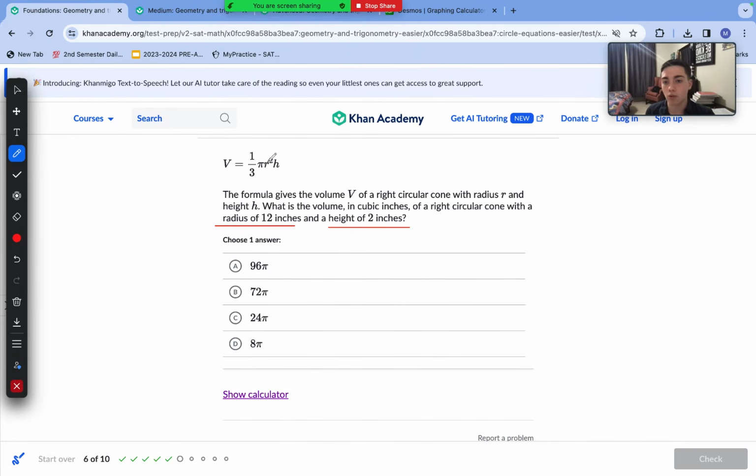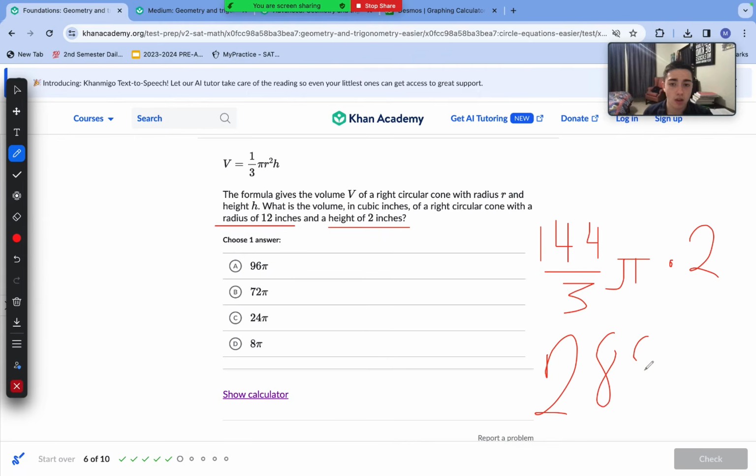So if r equals 12, then r squared is 144, and 144 times 1/3 is 144 over 3. So now we have 144 over 3 times pi times 2. 144 times 2 is 288. So we are left with 288 over 3, which is equal to 96. And then we keep the pi right next to it. Since it's in terms of pi, we don't need to multiply. So answer choice A is the correct answer.